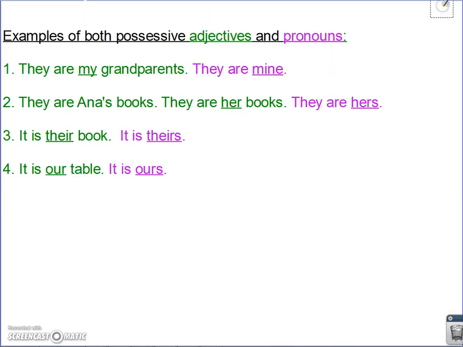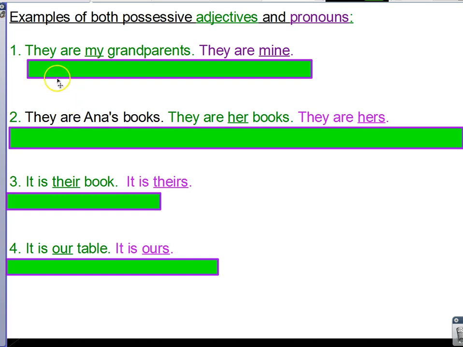I would like you to write this down, examples of both possessive adjectives and pronouns. Copy them down just as you see here, but skip 3 blank lines between each one. So write, they are my grandparents, they are mine, 1 blank line, 2 blank lines, 3 blank lines, then number 2. 3 blank lines, 3 blank lines, 4, another 3 blank lines before moving on.